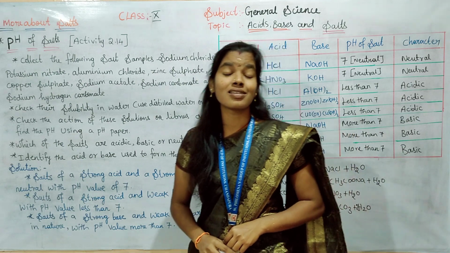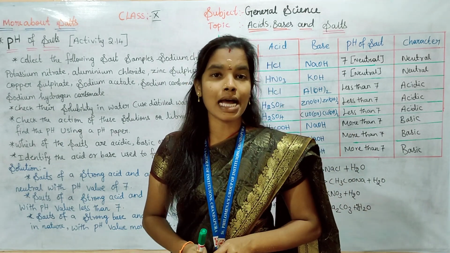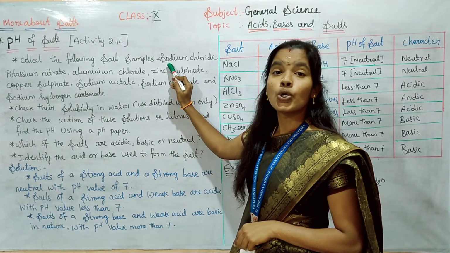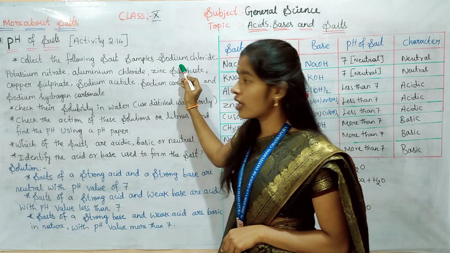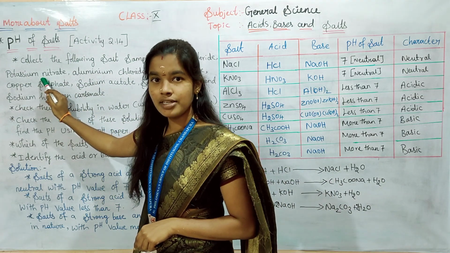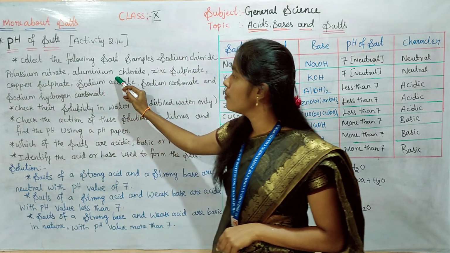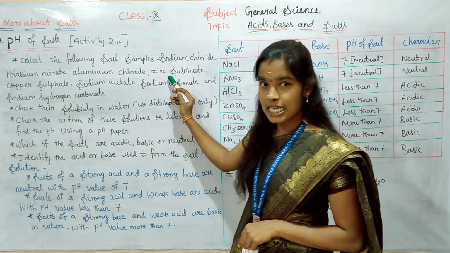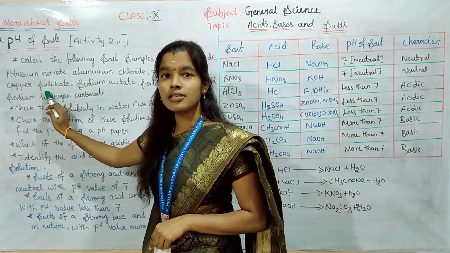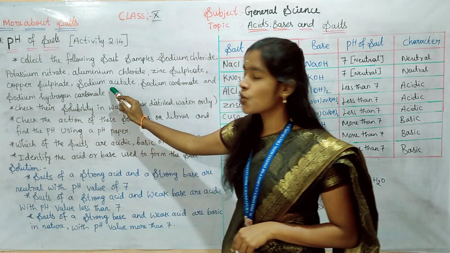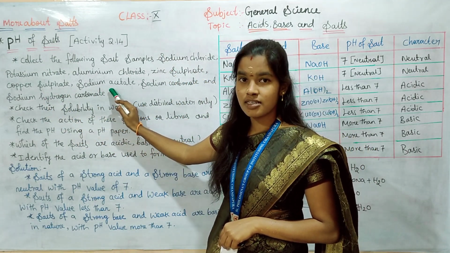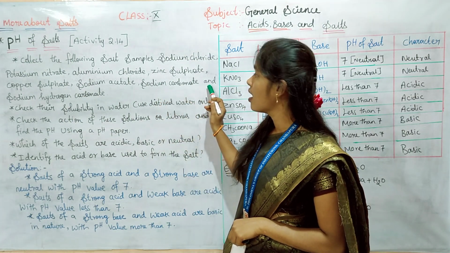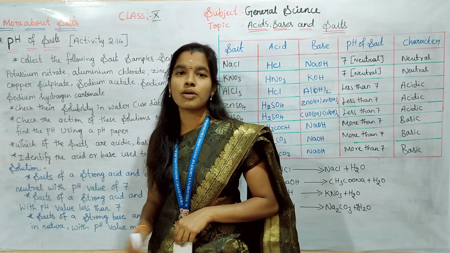So we have to collect the following salt samples from the science laboratory. So what are those salt samples? You can see, first one is sodium chloride, potassium nitrate, aluminium chloride, zinc sulfate, copper sulfate, sodium acetate, sodium carbonate, and sodium hydrogen carbonate.